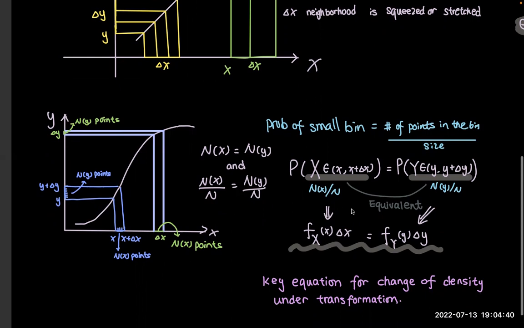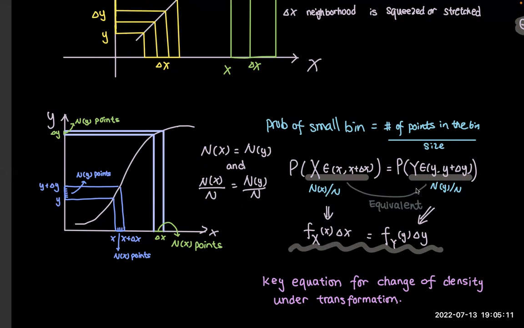And remember that this population proportion, this probability, is nothing but f of x at x times delta x, right? And similarly this one is f sub y at y times delta y. So they are equal to each other. And now you can see that you can relate the density for fx and fy based on how delta x is changed to delta y.